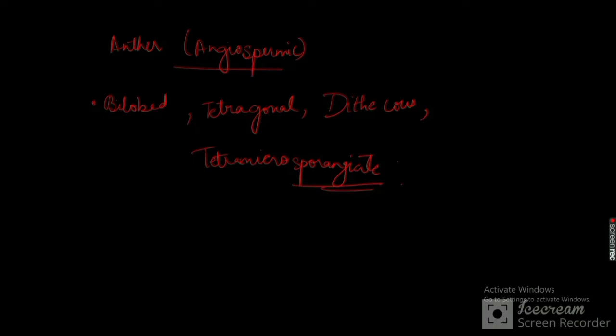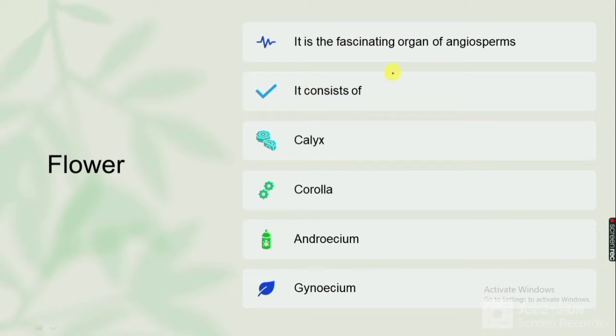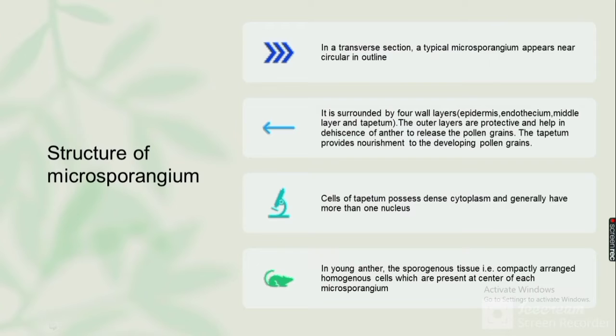Flower is the fascinating organ of angiosperms. It consists of calyx, corolla, androecium and gynoecium. This is a transverse section. A typical microsporangium appears near circular in outline, meaning its outer structure is a circle. It is surrounded by four wall layers: epidermis, endothecium, middle layer, and tapetum. The outer layers are protective and help in dehiscence of the anther, and the tapetum provides nourishment to the developing pollen grains.